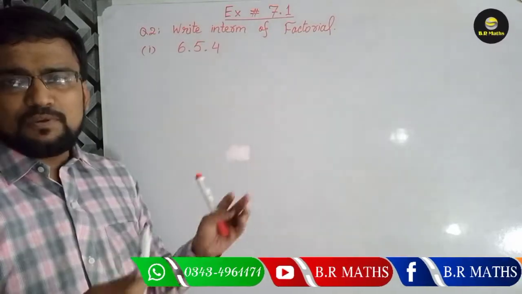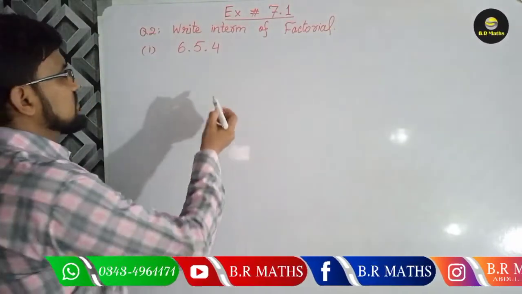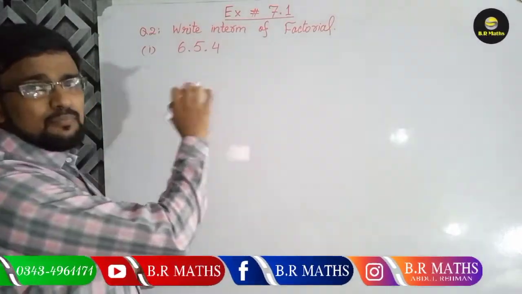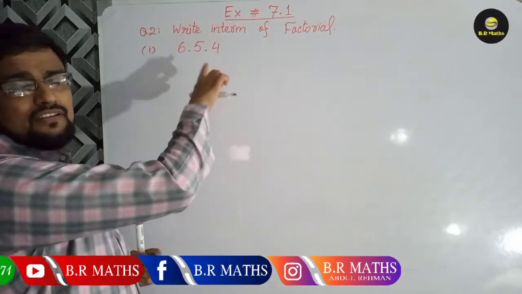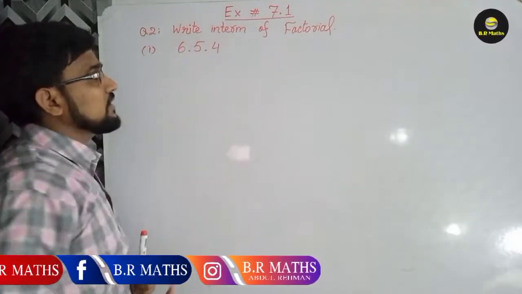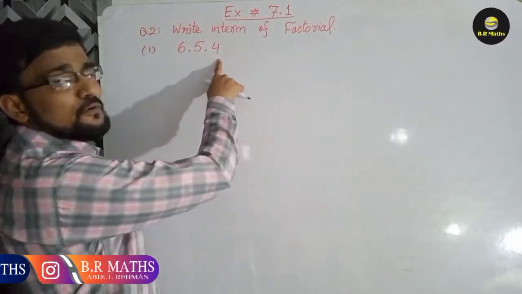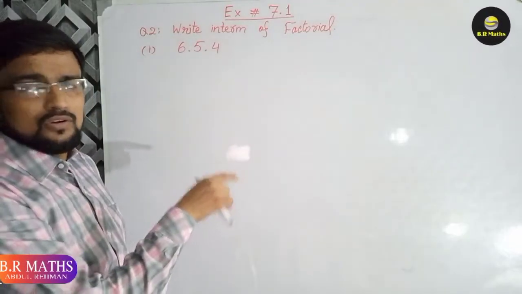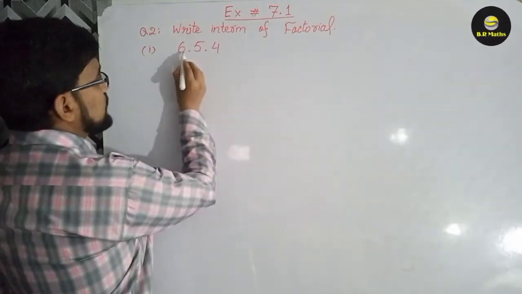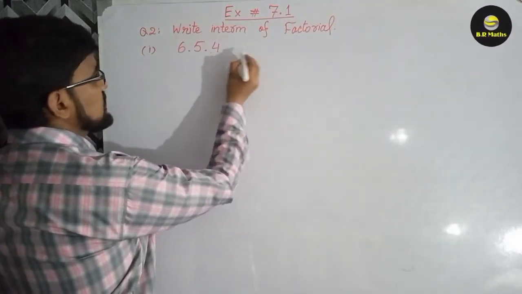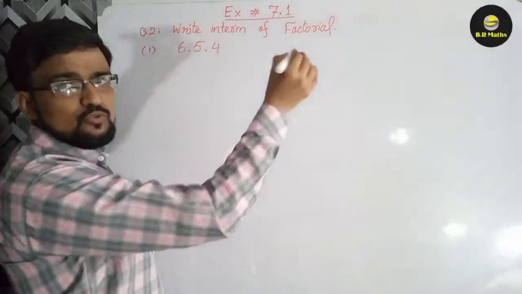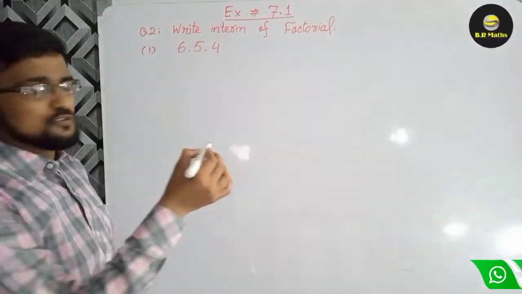And according to my previous lecture, factorial is the product of a number and all the numbers less than it until 1. So this one, 6, 5, 4, we convert into factorial. How? If 6, 5, 4, then 3, 2, 1 means the factorial.